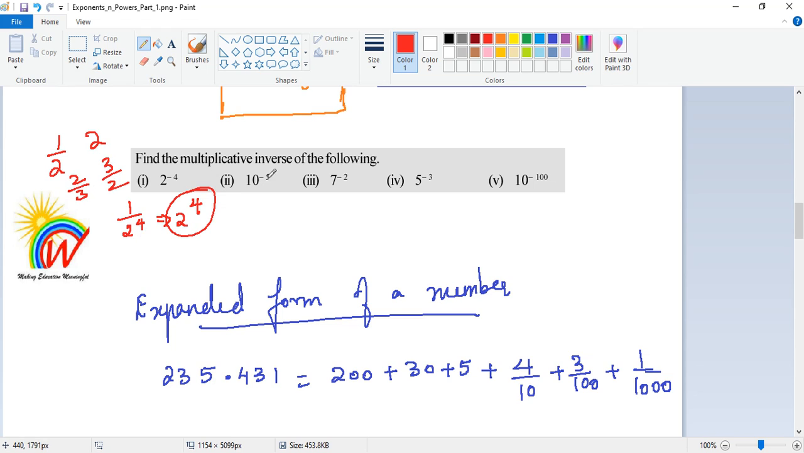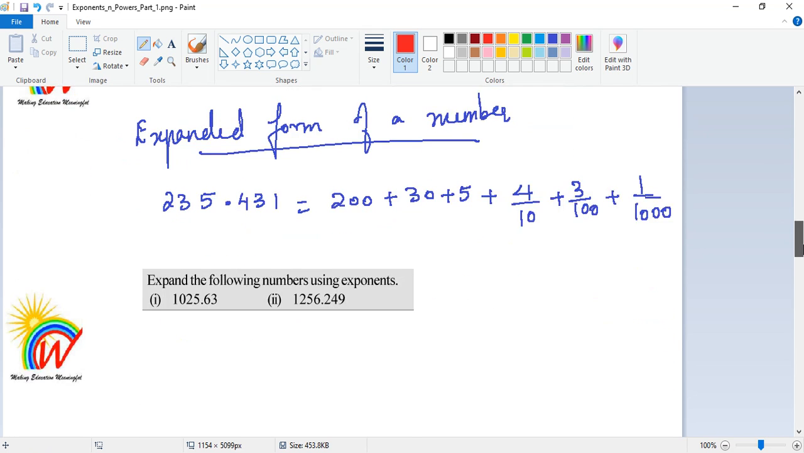So 10 to the power of minus 5 is just 1 by 10 to the power of 5. So the multiplicative inverse will be 10 to the power of 5. This is going to be 7 to the power of 2. This will be 5 to the power of 3, and this will be 10 to the power of 100. Okay, so because it's a multiplicative inverse, it just changes the sign of the power of the number.